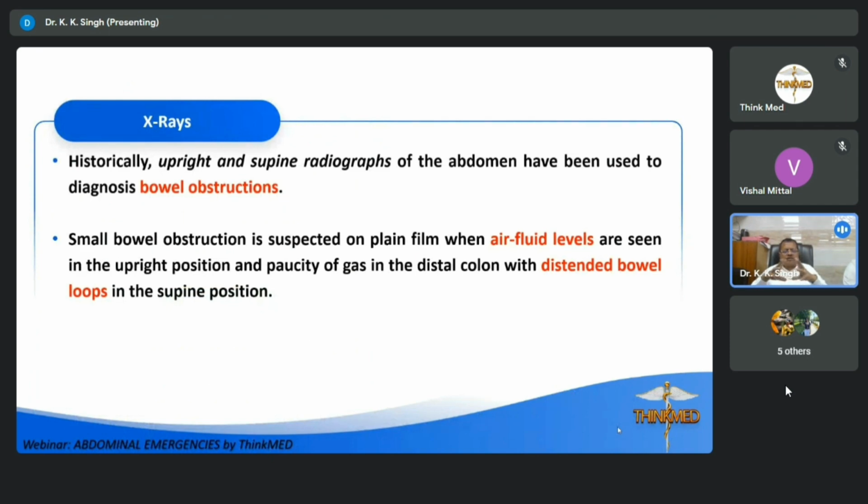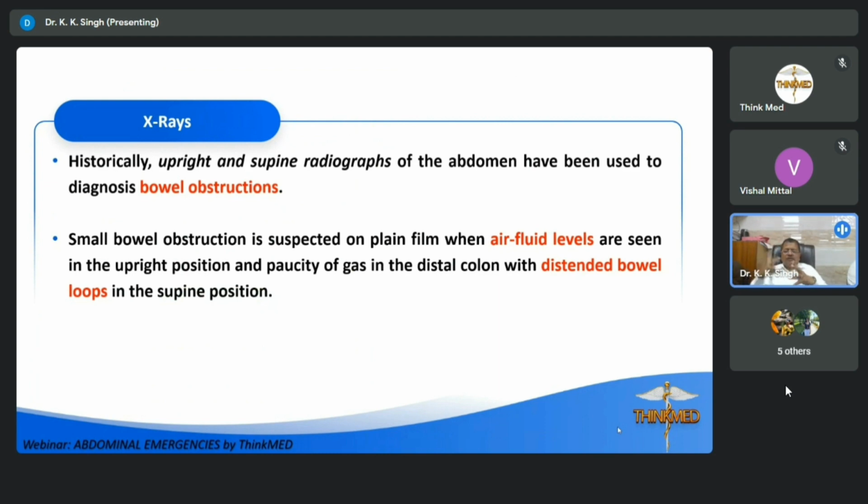Right? Obstruction, as I told you, two things you can find out. Number one, perforation, that is gas under the right side of diaphragm. And second, in obstruction, you will have multiple air and fluid levels. How are air and fluid levels created?